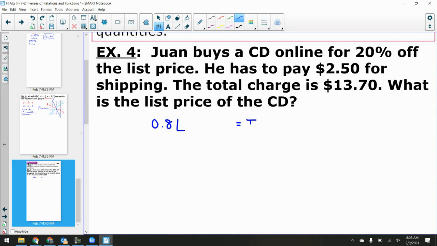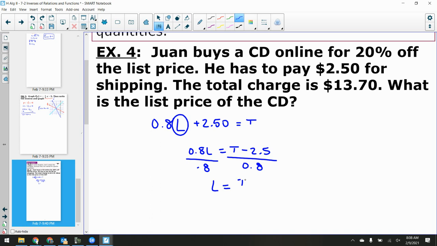But he has to pay an additional $2.50 for shipping. See, I've got an equation here where L really means something and T really means something. So it wouldn't make sense to swap T and L and resolve. But what I can do is solve for the other variable, and that will create a different equation. For example, let's solve for L. Let's get L completely alone. That means subtract the 2.50. So 0.8L is equal to T minus 2.5. And then I divide by 0.8.